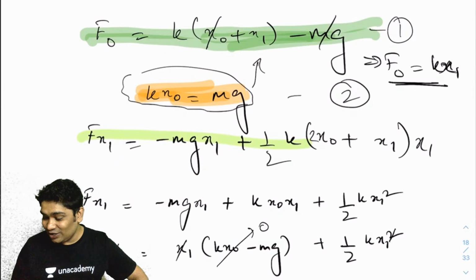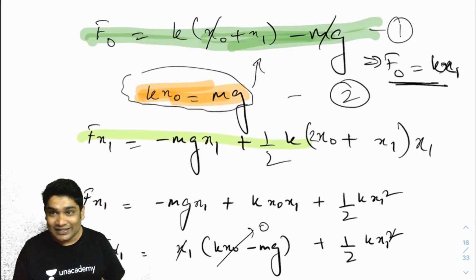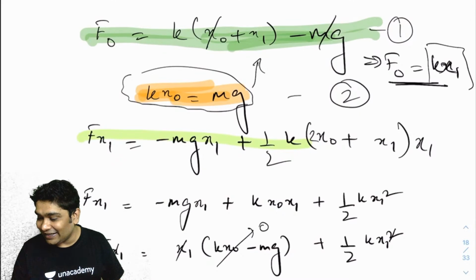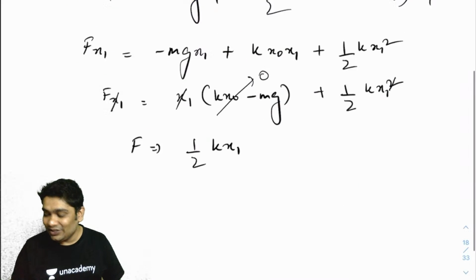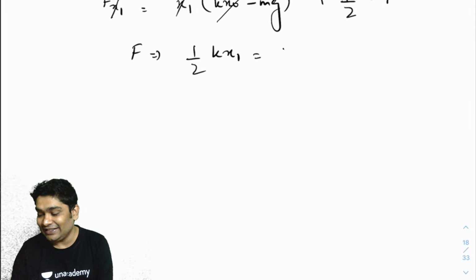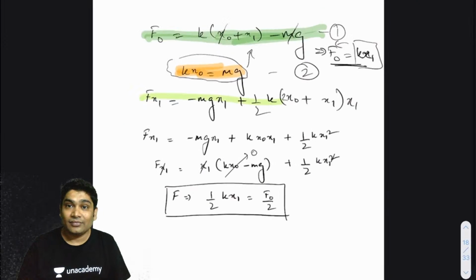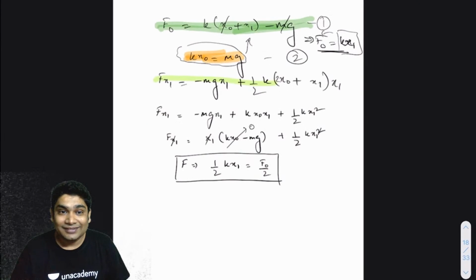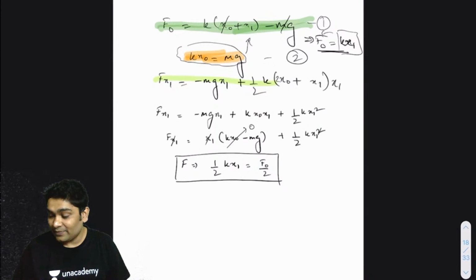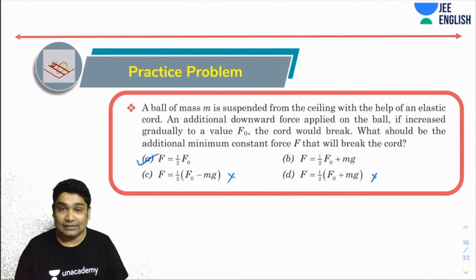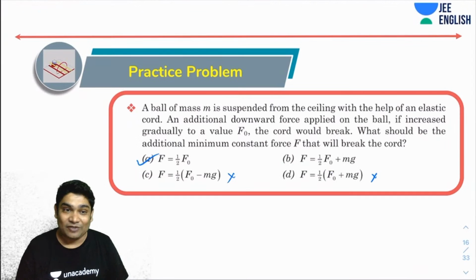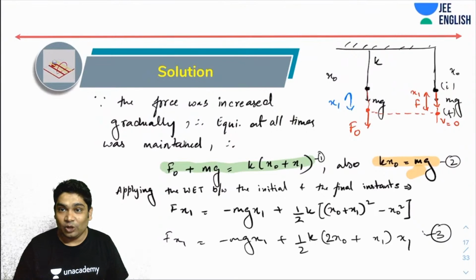Okay. So now all I need to do is replace kx1 by f naught. So if I replace that, this is f naught by 2. And that is my answer. Okay, got it? So the correct answer is option A, f equals f naught by 2. Right? Followed this?